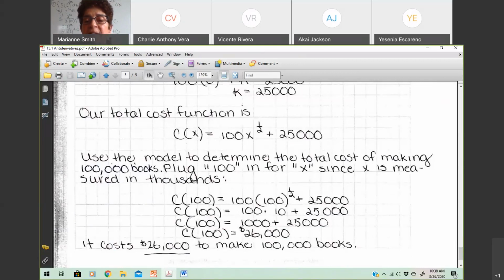Okay, so this is essentially taking the square root of 100, which is 10. 100 times 10 is 1,000, plus the 25,000 fixed costs. Okay, so this is the variable cost of producing 100 books. Okay, so I have a total cost of $26,000 to make 100,000 books.